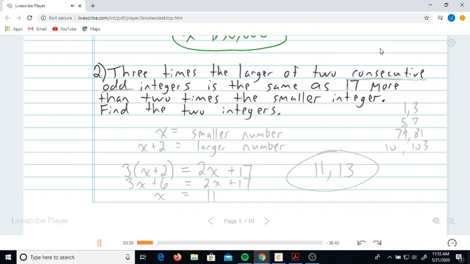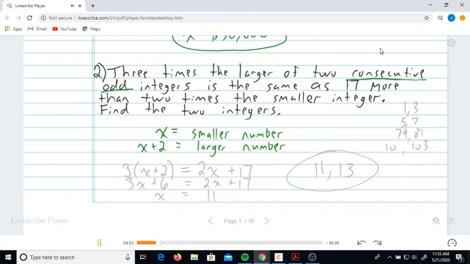So what you want to do here is try and come up with a single variable equation. So we got 2 unknowns here. So let's let x be the smaller number, because we got a smaller and a larger number. So if x is the smaller number, and we know that these are consecutive odd, then that means the larger number is x plus 2. That's because these 2 numbers are consecutive odd integers.